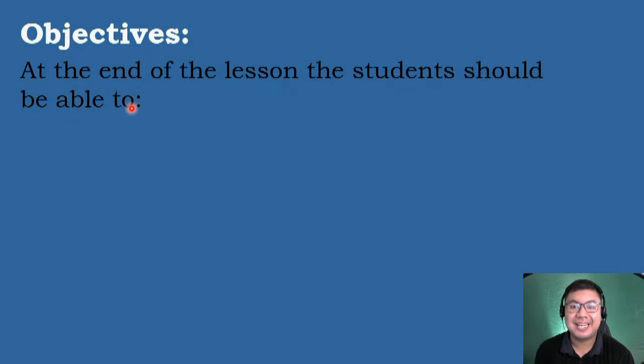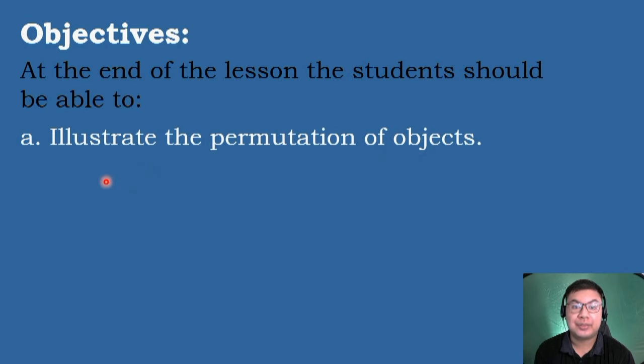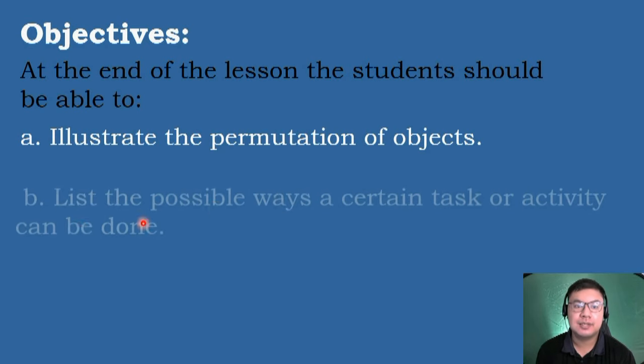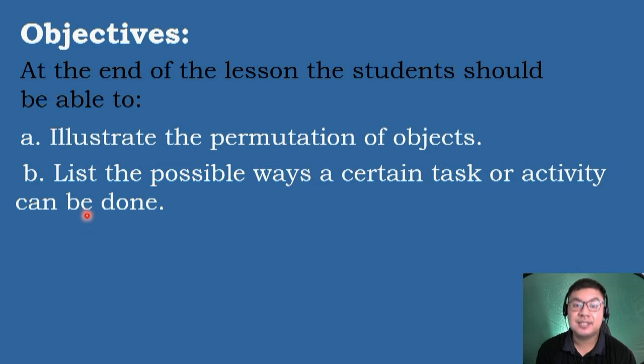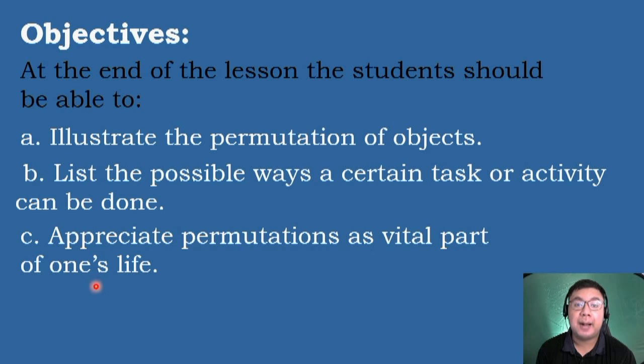At the end of the lesson, the students should be able to: Letter A. Illustrate the permutation of objects. Letter B. List the possible ways a certain task or activity can be done. And letter C. Appreciate permutations as a vital part of one's life.